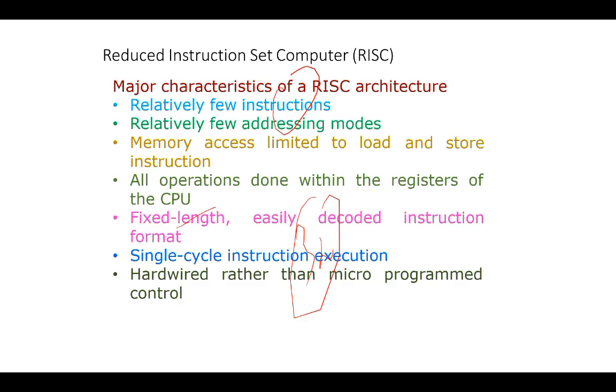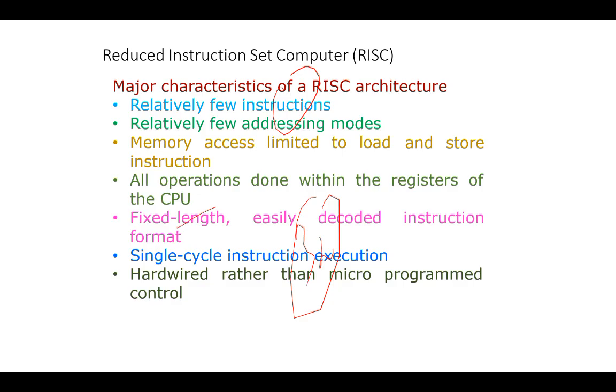The next is hardware rather than microprogrammed control. So we can say it is a hardware control unit. The RISC processor uses hardware control instead of microprogrammed control, which produces the control signals directly from hardware circuits. So the instruction set becomes faster with hardware control, and the processor design also becomes simpler.